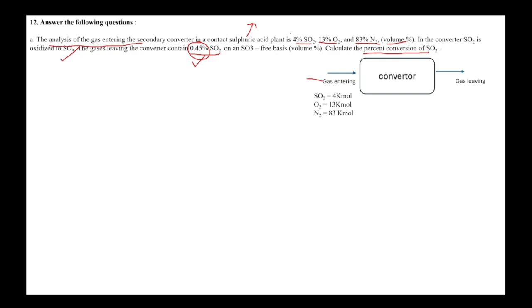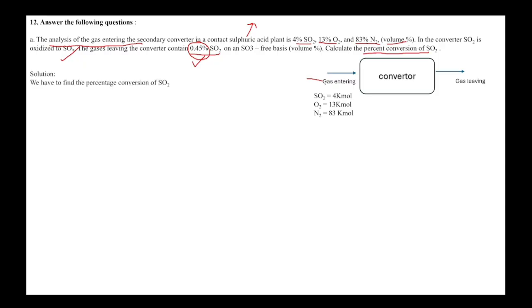If I multiply 4% into 100, it will give 4 kilomole. 13 into 100 will give 13 kilomole. And 83 into 100 will give 83 kilomole. So that's why I choose 100 kilomole as basis, 100 kilomole of gas entering.